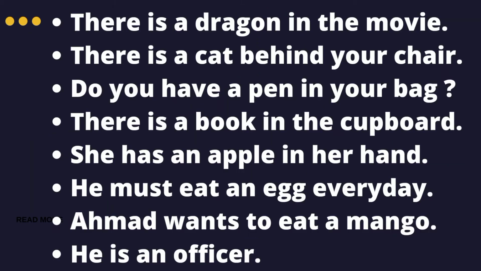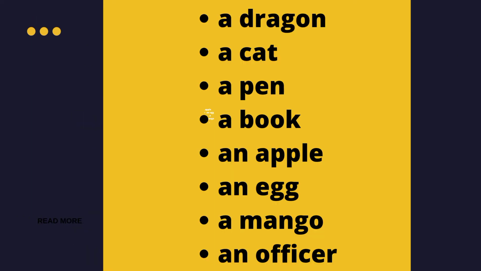Let's have more examples. There is a dragon in the movie. There is a cat behind your chair. Do you have a pen in your bag? There is a book in the cupboard. She has an apple in her hand. He must eat an egg every day. Ahmed wants to eat a mango. He is an officer. Let's have a look at the articles used before these nouns. A dragon, a cat, a pen, a book, an apple, an egg, a mango, an officer.